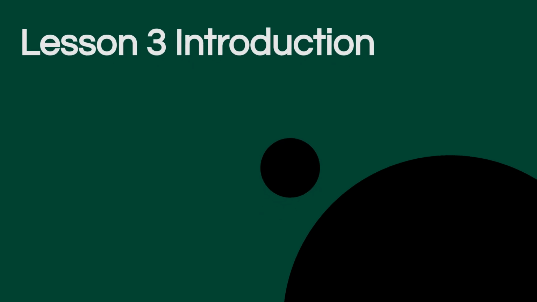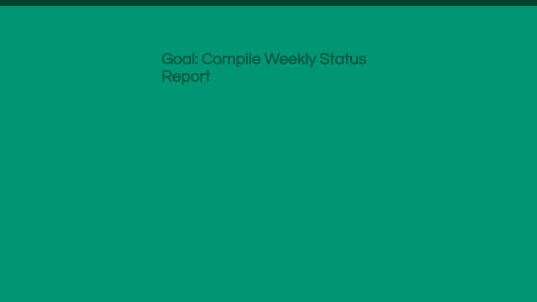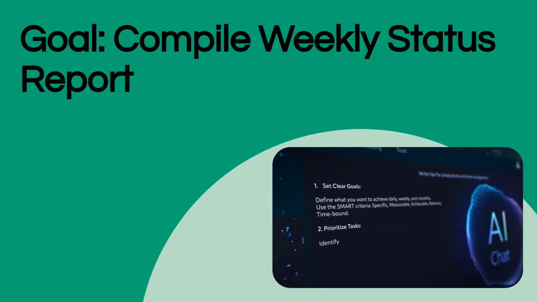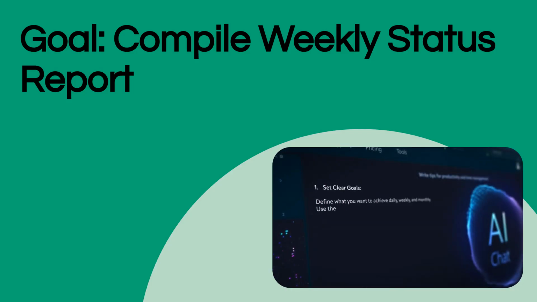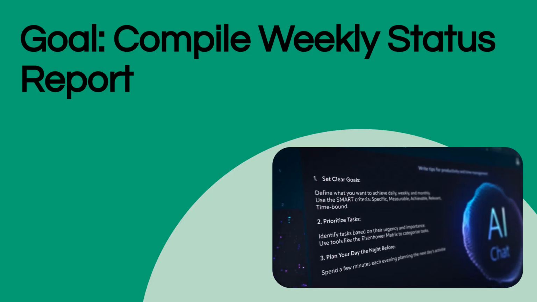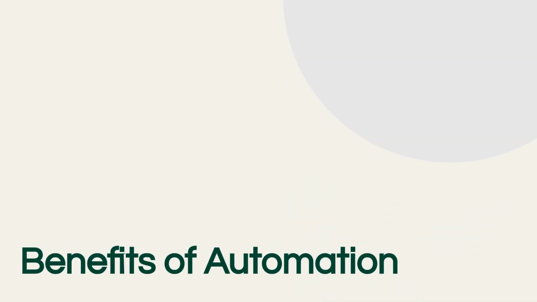In this lesson, you'll learn how to set up an automated workflow to compile your work activities and generate a comprehensive status report. Our goal is simple. Have Copilot automatically compile your week's activities, including emails, meetings, and key documents, into a status report every Friday. Automating this task saves significant time and ensures consistency in your weekly reporting.